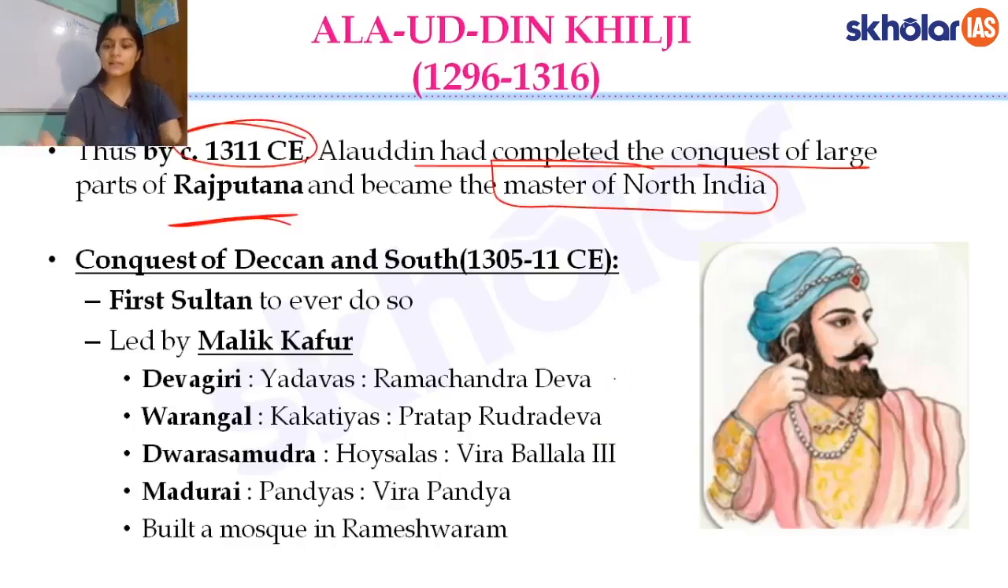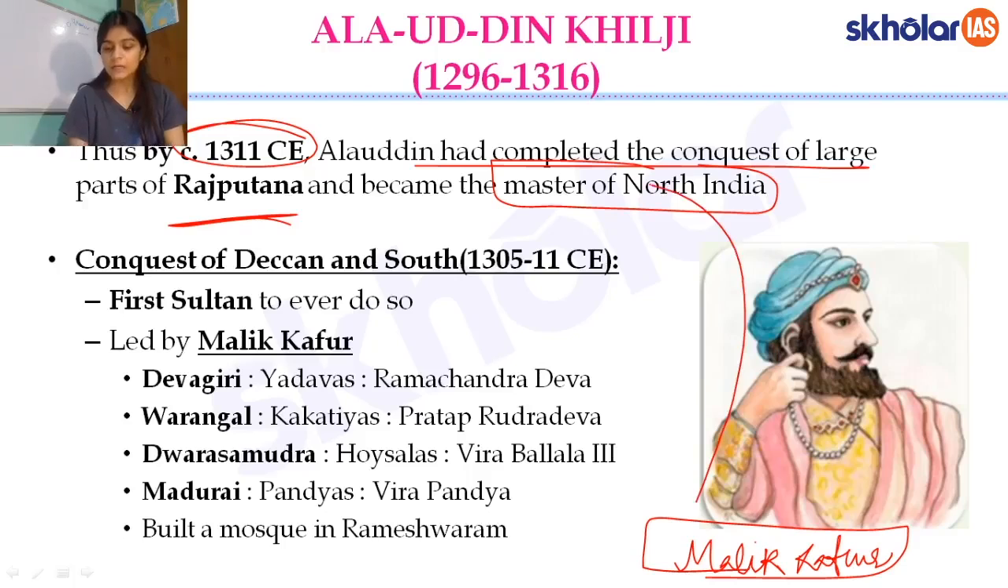Around the same time, from 1305, the Sultan is going towards the Rajputana. At the same time, he sent this person. Who is this person? He is the person I said is really important, that is Malik Kafur. He sends Malik Kafur to the Deccan and South, and around 1305 to 1311, Kafur does these expeditions for the Sultan, and he wins over four important states or kingdoms, and he conquers Devagiri, Warangal, Dwarasamudra, Madurai. These were the dynasties: Yadavas, Kakatiyas, Hoysalas, Pandyas.